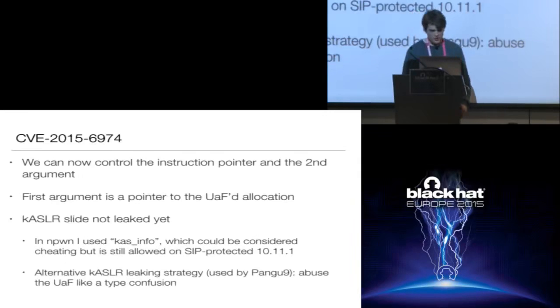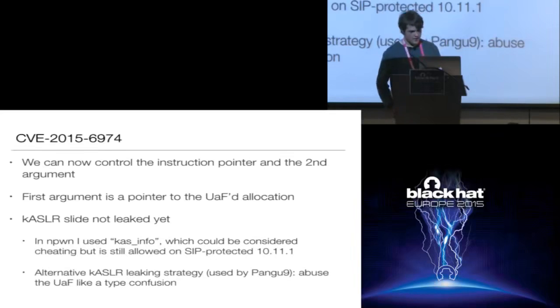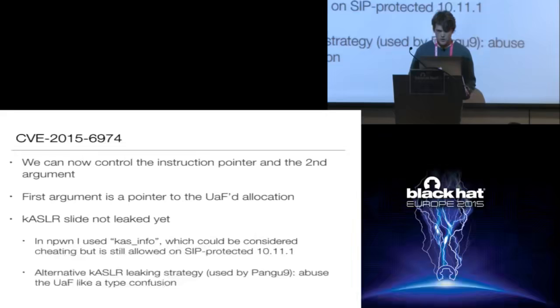We can now control the instruction pointer and the second argument. The first argument is a pointer to the use-after-free allocation, but the KASLR slide is not leaked yet. In Napone, I used the CAS info, which could be considered cheating, but it's allowed on SIP-protected Catalina. And there are also alternative KASLR leaking strategies. You can just abuse the use-after-free like a type confusion.